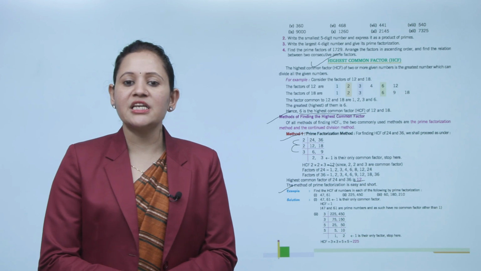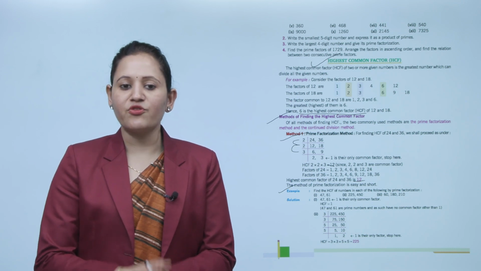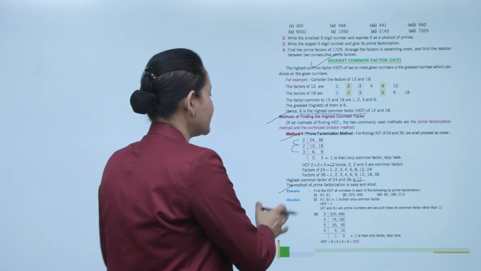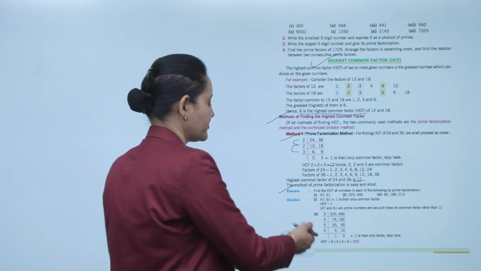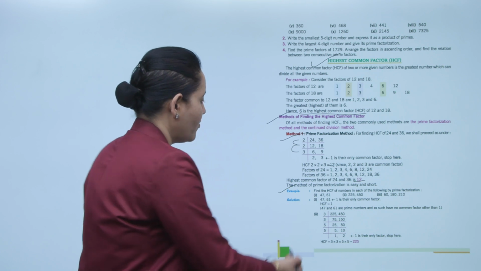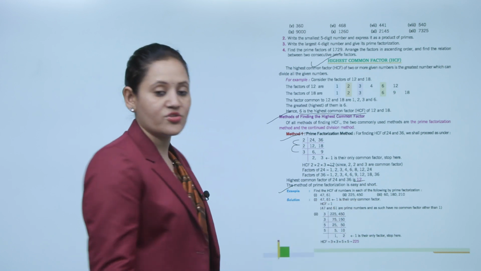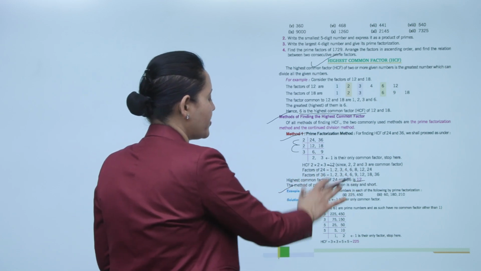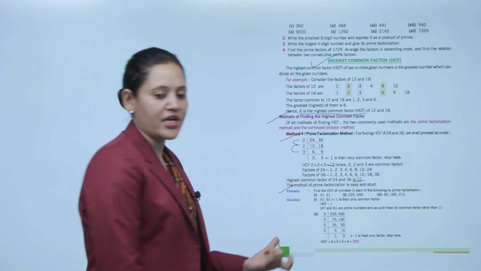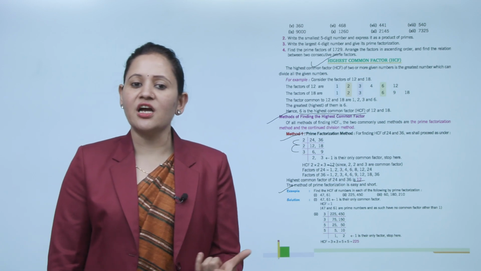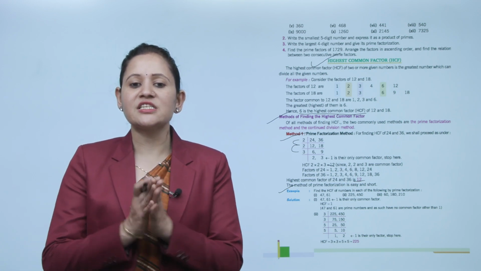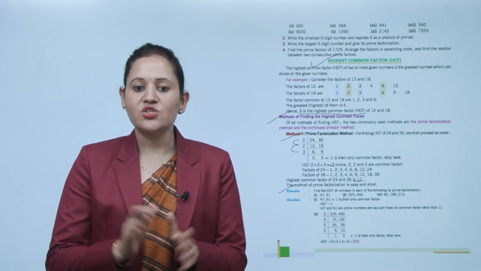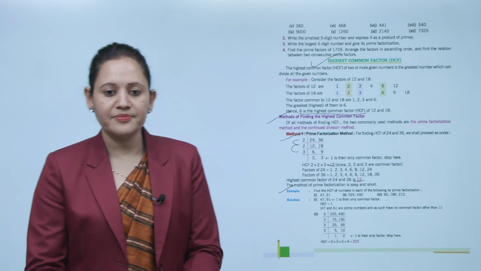Find the HCF of the numbers in each of the following by prime factorization. 47 and 61. Now 1 is their common factor. So what will the HCF be? 1. Because there is no other common factor in these two. Only 1 is the common factor. 47 and 61 are prime numbers and as such have no common factor other than 1. So their HCF will be 1.